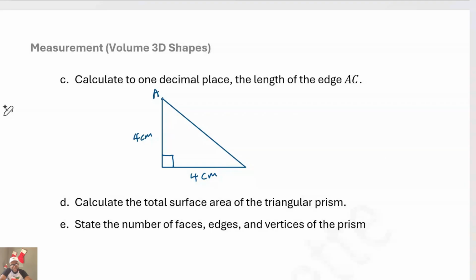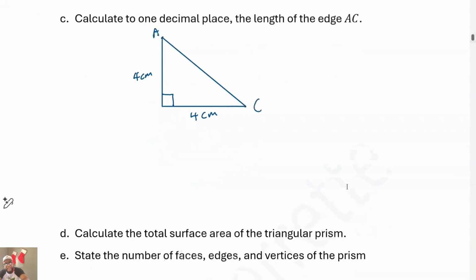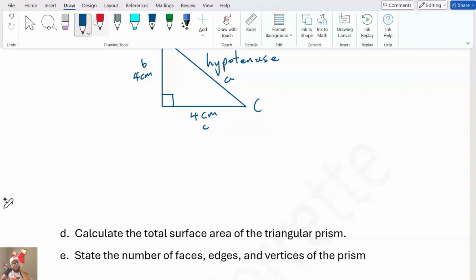They wanted to find A to C. Right? A to C is my what? Hypotenuse. Right? That is my hypotenuse. What is the formula? We call the hypotenuse A. The other two sides should be referred to as B and C. So give me my formula to find my hypotenuse. Pythagoras' theorem, belt it out.